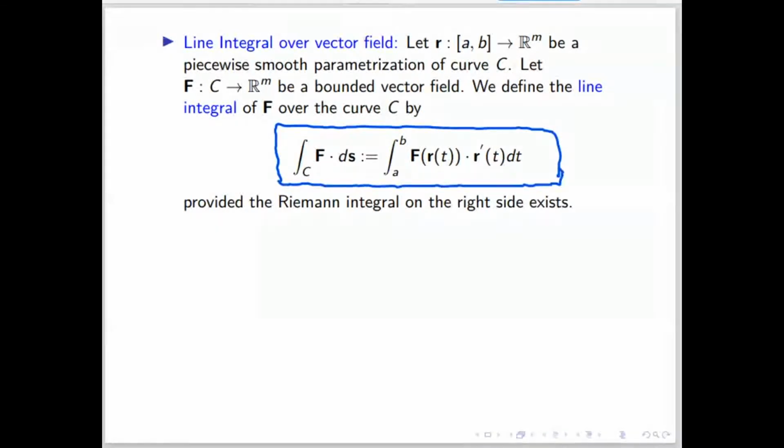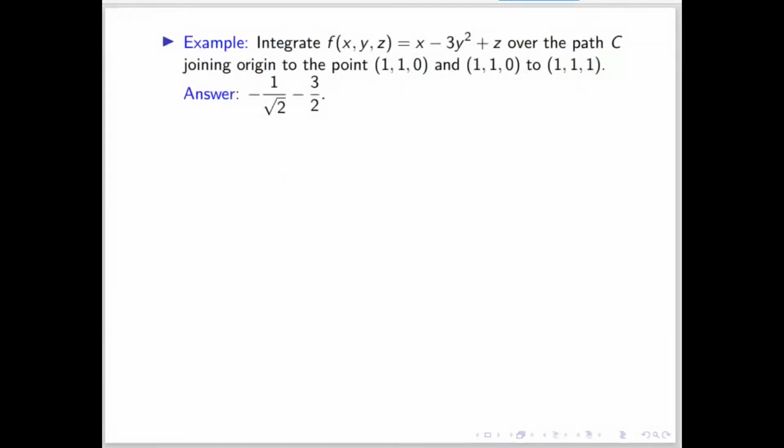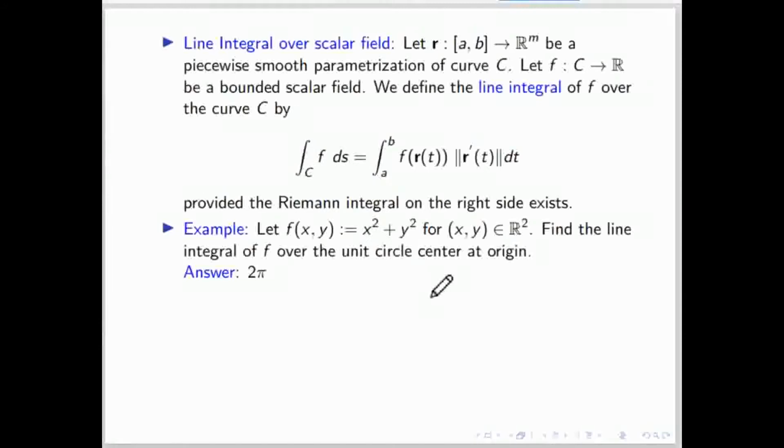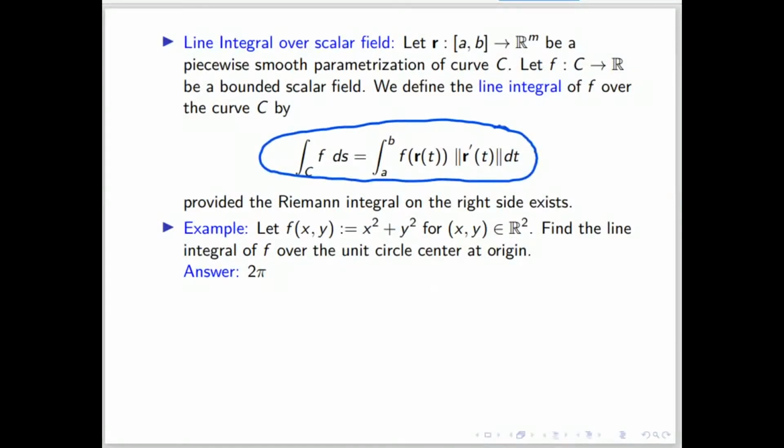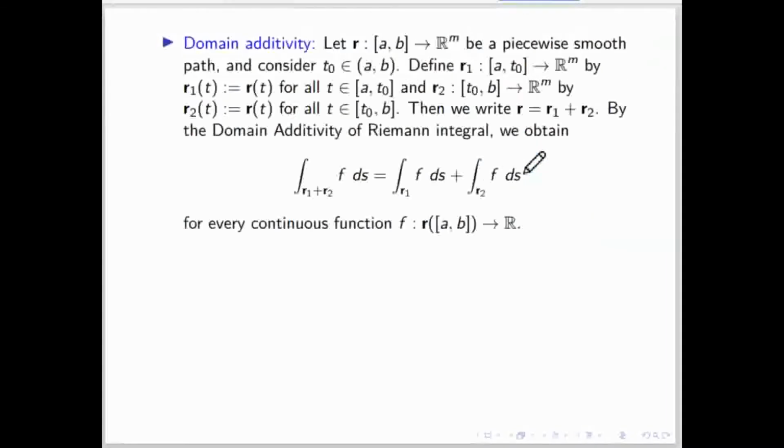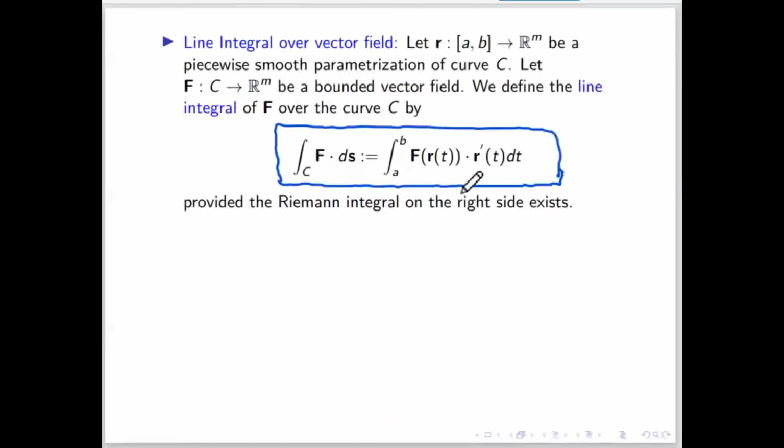So this is when f is a vector, then this is the formula. If f is not a vector, it is a scalar, then this is the formula, this one. So this formula when it is scalar, here norm of r dash t dt is given. When it is a vector, then this is the formula for line integral.